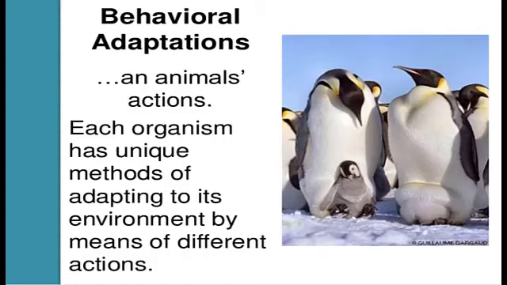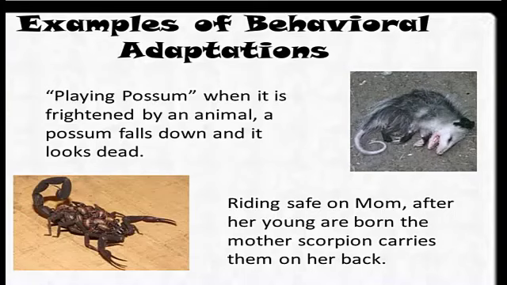Now, behavioral adaptation. Behavioral adaptation is an animal's action. Each organism has a unique method of adapting to its environment by means of different actions. Just like playing possum. When it is frightened by an animal, a possum falls down and looks dead. Another example, riding safe on mom. After her young are born, the mother scorpion carries them on her back.